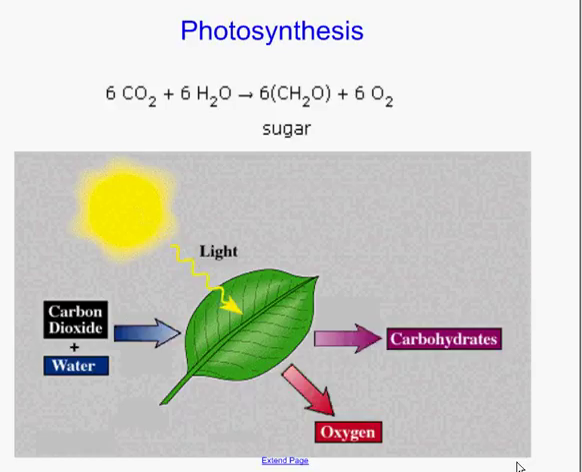So we talked a little bit about it yesterday, about how there are different pigments inside a leaf. Chlorophyll is one of them. We also had carotene and xanthophylls, which absorb light at different wavelengths. And they absorb light at different colors.